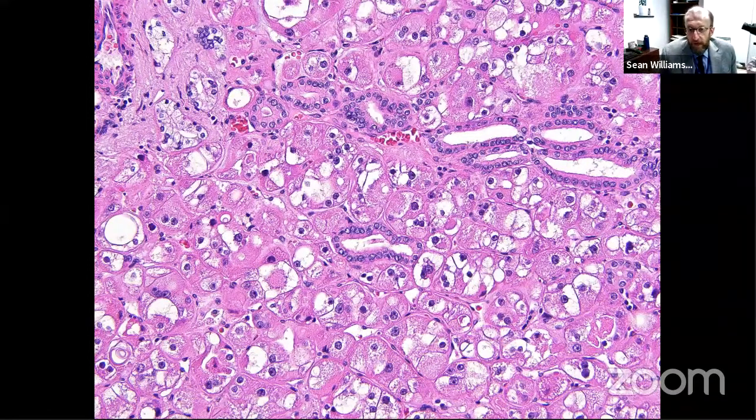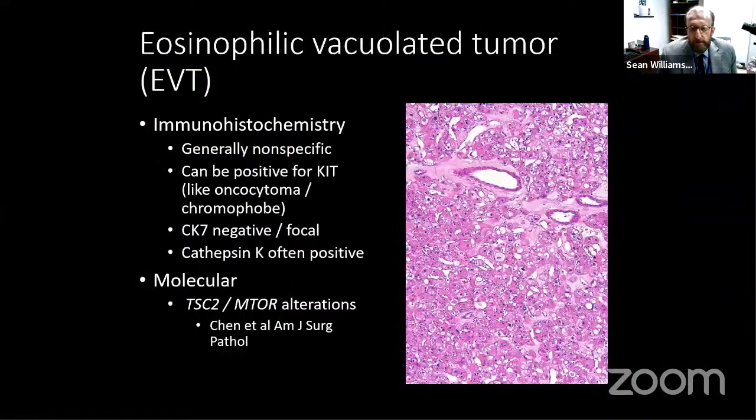Here are also some entrapped renal tubules within the tumor. So the immunohistochemistry of these tumors is generally nonspecific. They can be positive for KIT or CD117, much like an oncocytoma or chromophobe renal cell carcinoma. Cytokeratin 7 is usually negative or focal, and cathepsin K is often positive, which may be a clue that we've used in a subset of these cases to help recognize this entity.